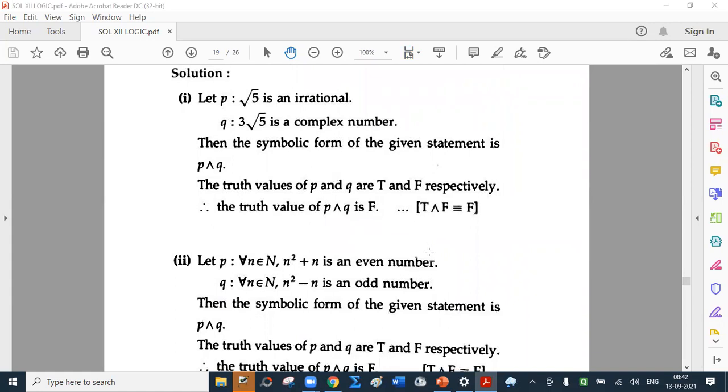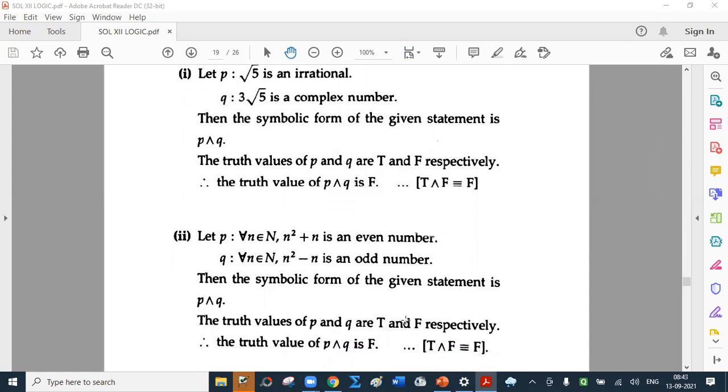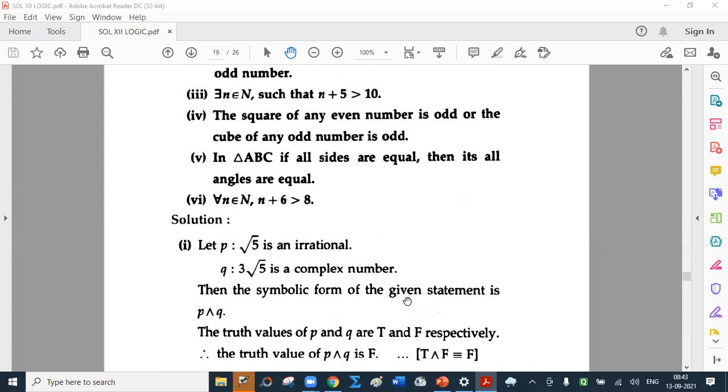Now statement P is true. You can verify that. And statement Q is false. So the given statement is P and Q, and what is true and false? It is nothing but false. We'll come back to the first one.